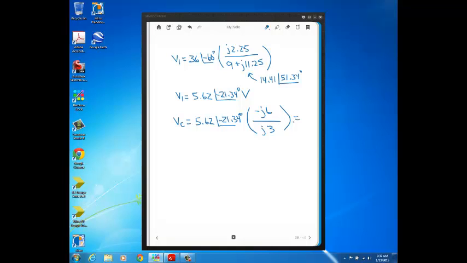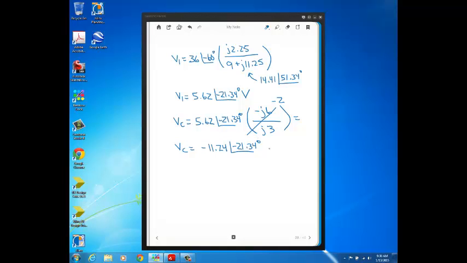Okay, so now Vc, right, this ratio here comes out minus 2. So minus 2 times 5.62 is minus 11.24. And the angle is still minus 21.34 degrees.